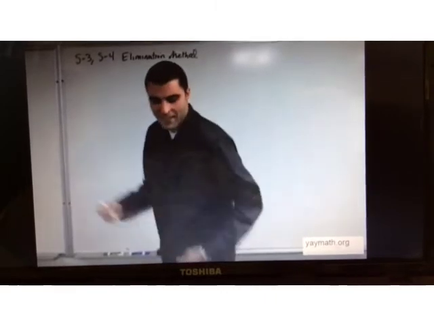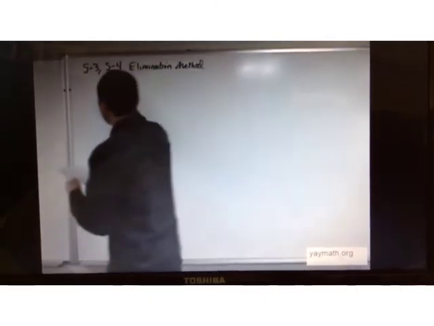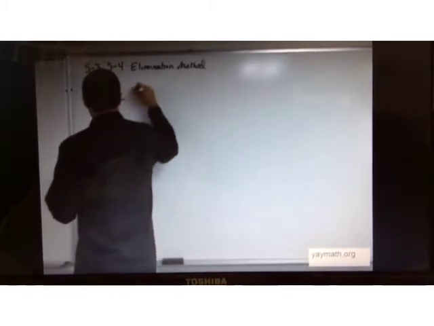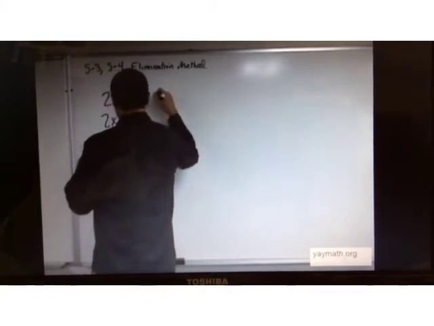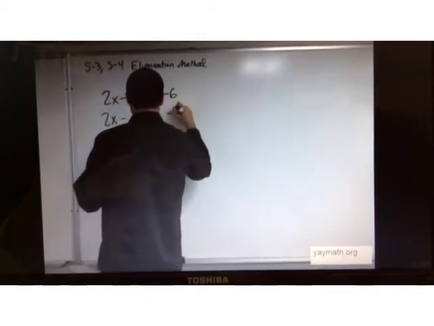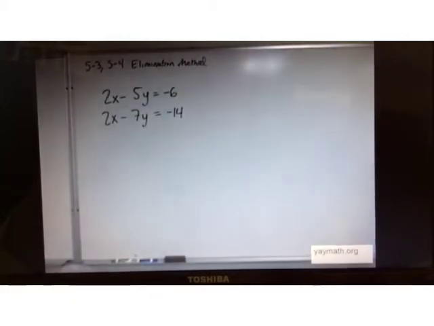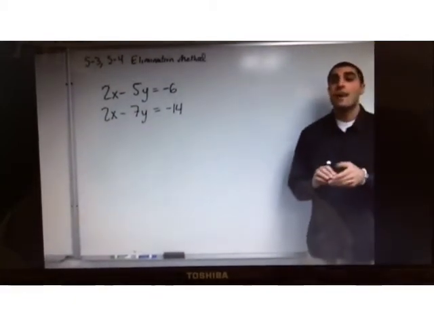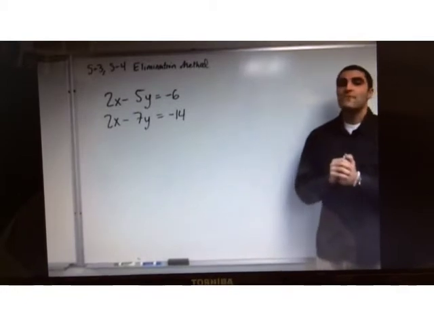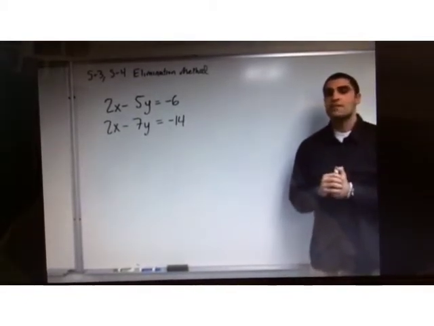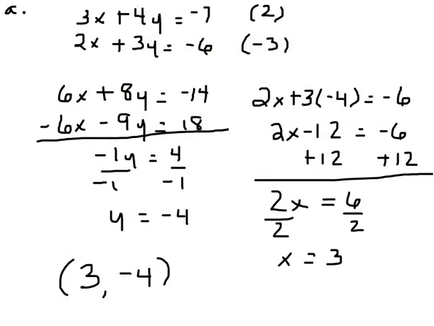All right, so we have 6 altogether. Here's number 3: 2x minus 5y equals negative 6, 2x minus 7y equals negative 14. Let's try that one. If we were to add these, would that help us? Okay, so let's work these quickly. We have 3x plus 4y equals negative 7, 2x plus 3y equals negative 6.